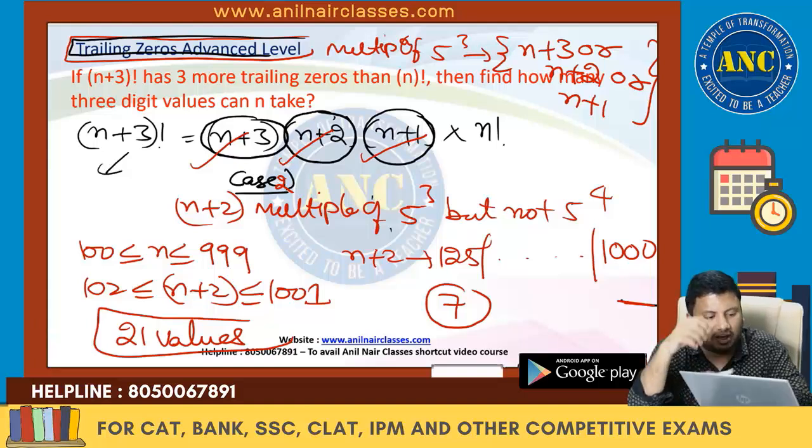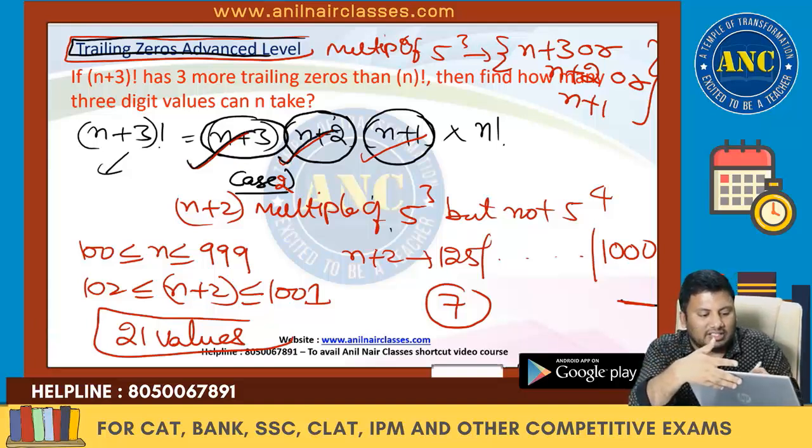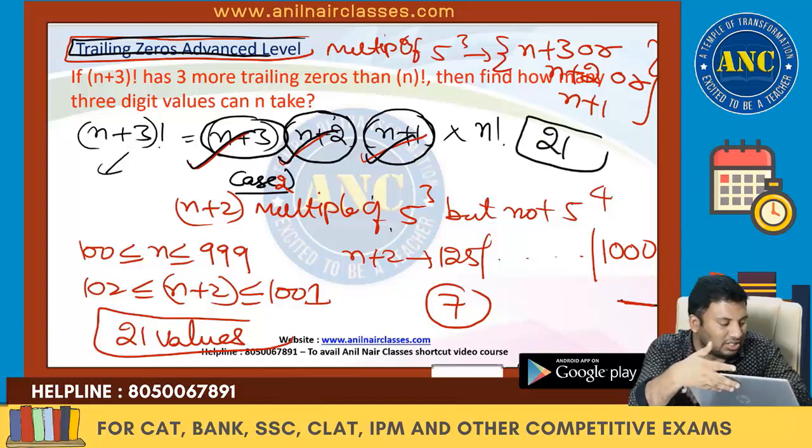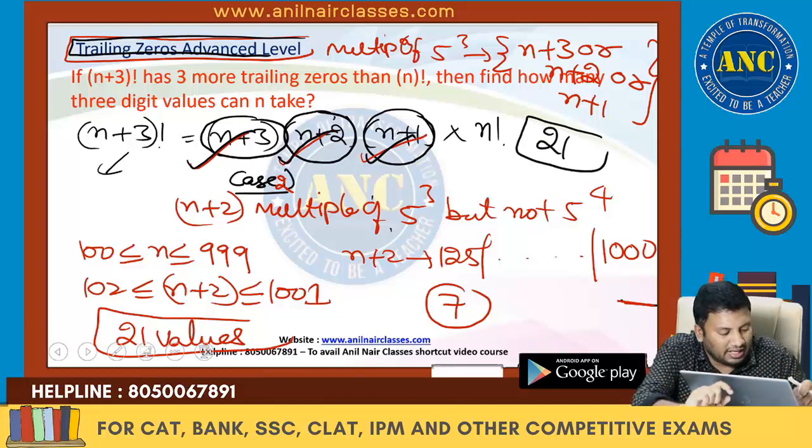100 less than or equal to n. Here I got 7 cases, 7, or condition. 7 plus 7 plus 7 is 21. I hope this idea is clear.